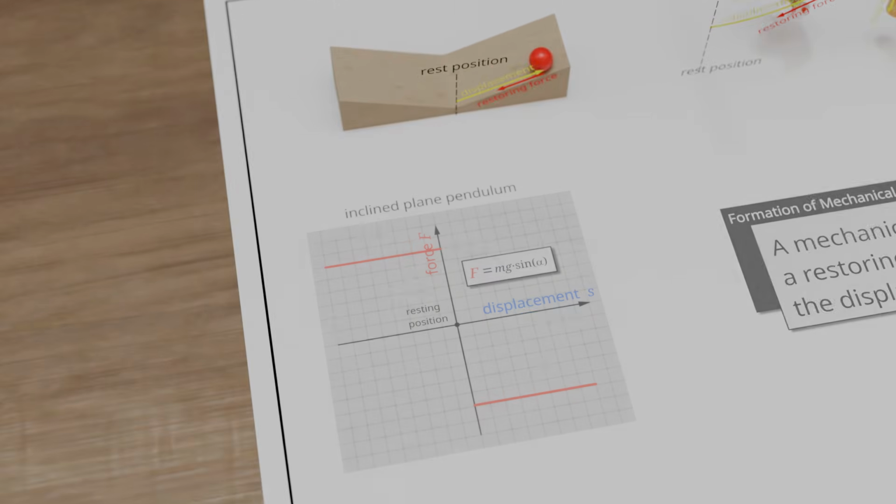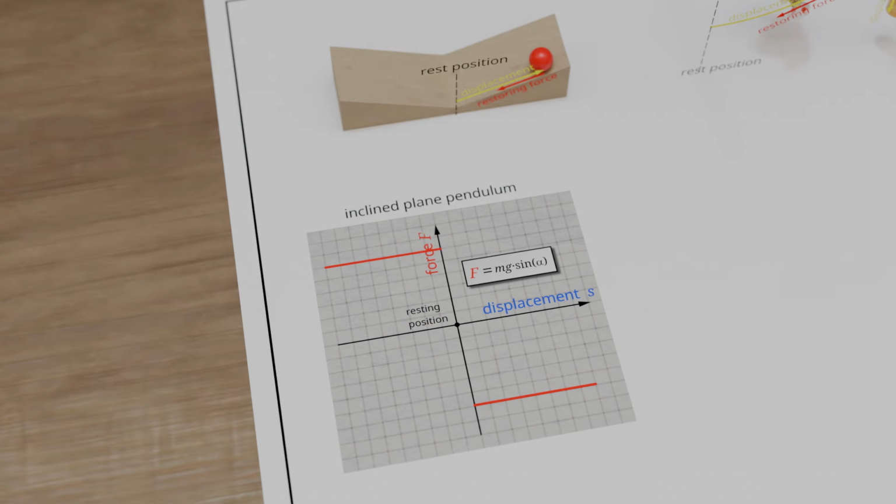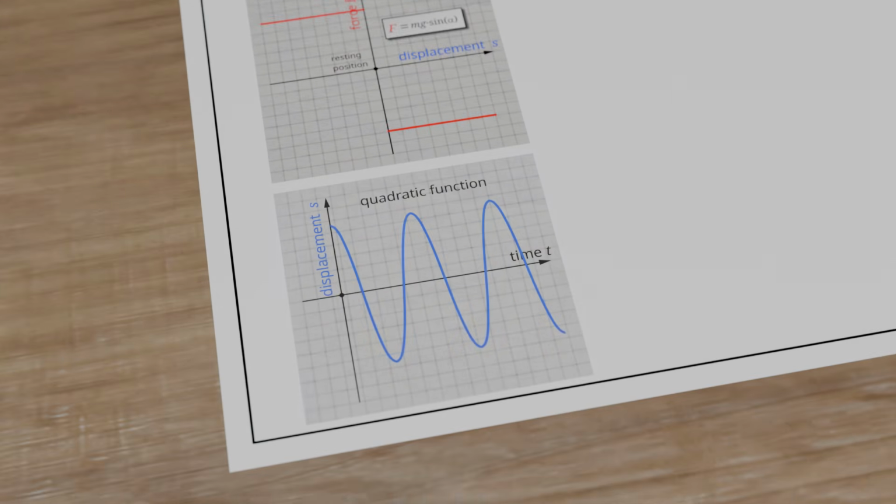For the ball on an inclined plane, the magnitude of the restoring force is independent of the displacement. In this case, the restoring force comes from the constant component of gravity along the plane. Except at the exact equilibrium point, the force along the plane is the same at all positions. This constant restoring force leads, according to the basic laws of mechanics, to a constant acceleration. The displacement over time in this case is described by a quadratic function of time.